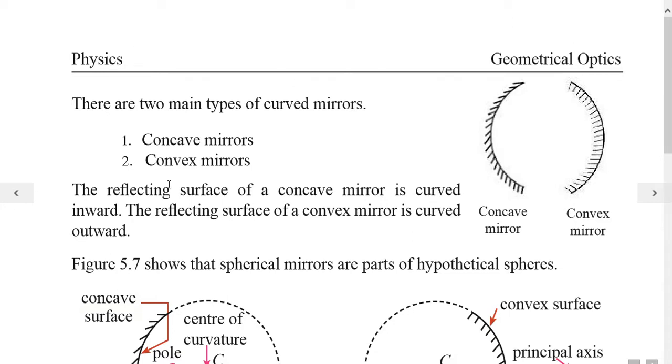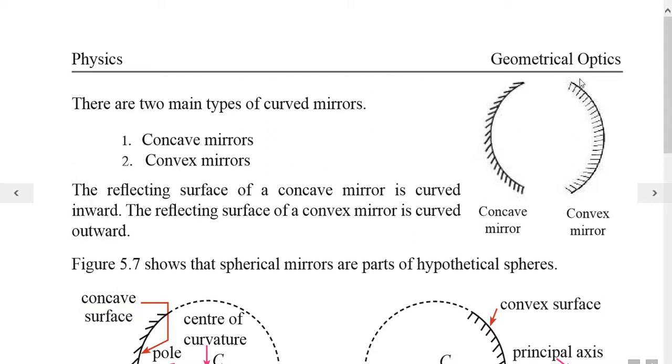Okay, now let's identify the two types of curved mirrors. There are two main types of curved mirrors. These are the concave mirrors and convex mirrors. Then identify the difference between concave and convex mirrors. Concave mirror means the reflecting surface, if you look at this diagram, the reflecting surface of this mirror is curved inward. That is known as a concave mirror.